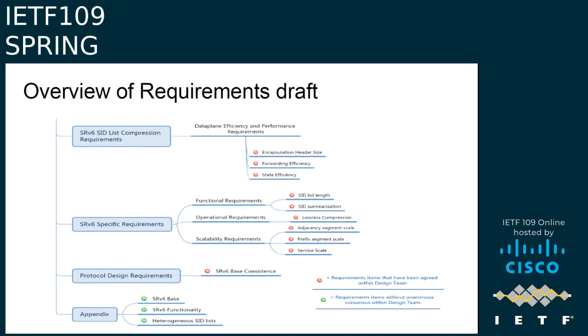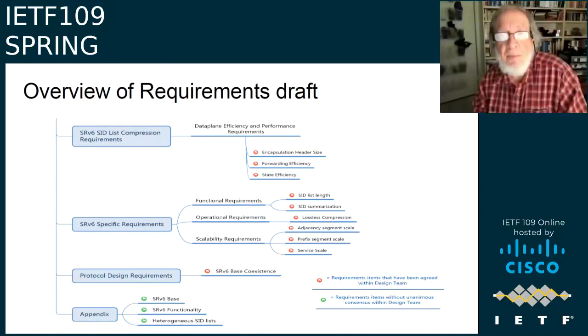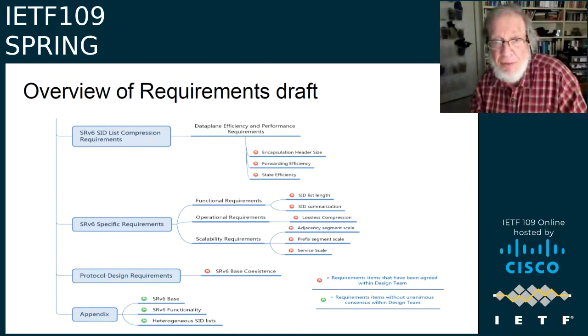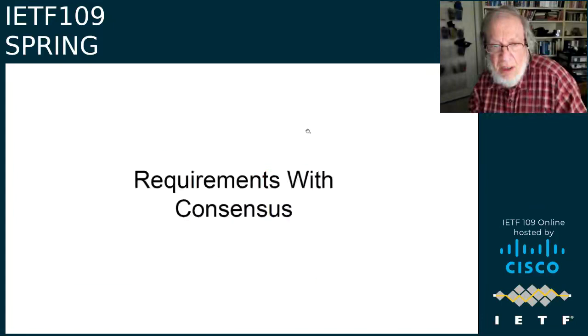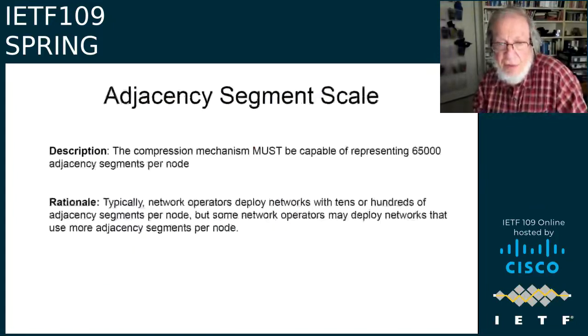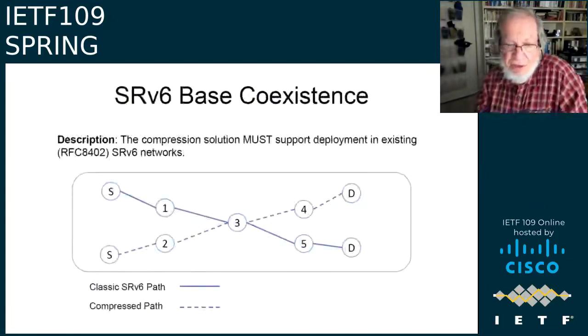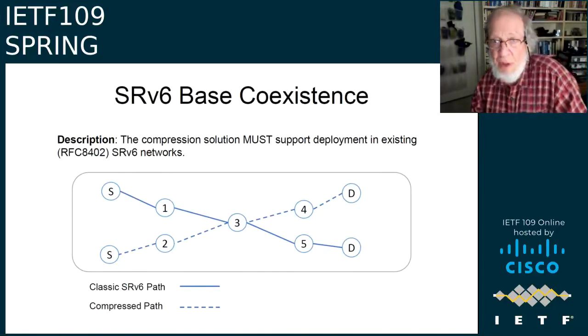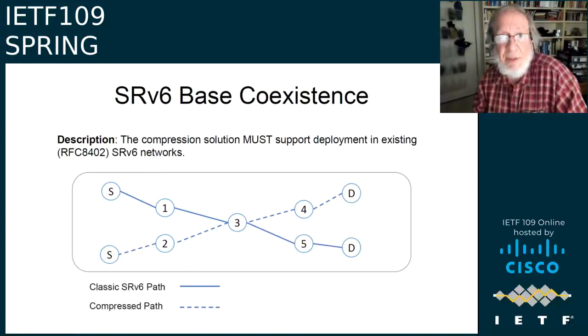Thank you. Bob? Yes, thank you. So I wish I had slide numbers so I could tell you which one I'm going to ask about. But the slide that was titled SRv6 base coexistence, I'm having trouble with, and I read the draft too, and there's a section about this, but I don't really understand what this means. It says the compression solution must support deployment in existing SRv6 networks. Well, can you elaborate on what that means?